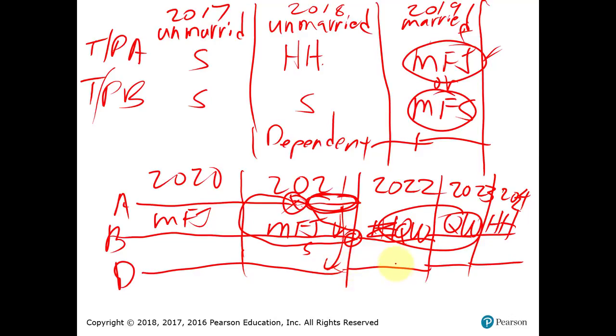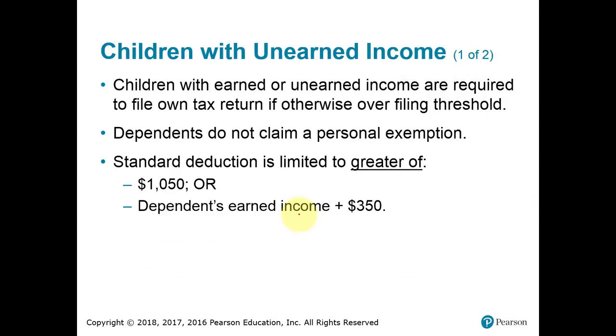So I think these are the 5 different filing statuses: single, head of household, married filing joint, qualifying widow or widower. Oh, and of course, anytime you have joint, it could also be separate. So that's the 5 different filing statuses. So let's talk about children that are being claimed as a dependent.